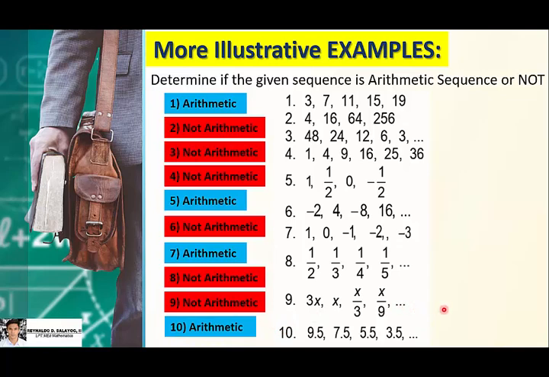I hope you learned a lot from this session about arithmetic sequence and on how to determine if a number sequence is an arithmetic or not an arithmetic sequence.